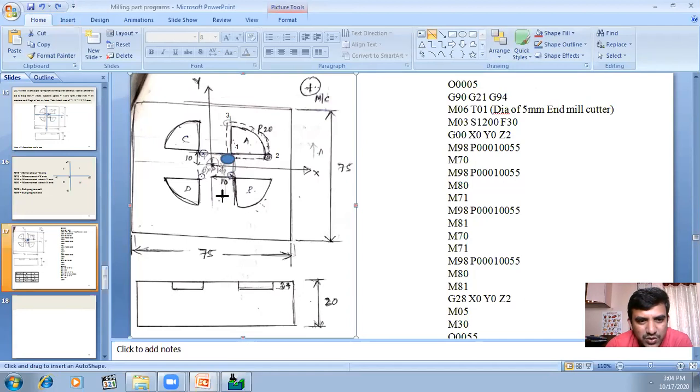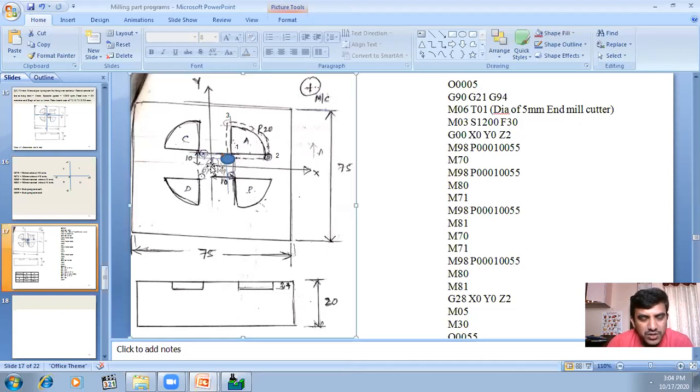Sorry, what will be the x coordinate? What is the x coordinate? At the same time, what will be the y coordinate? Anyone can unmute and tell me the coordinate for the first location.